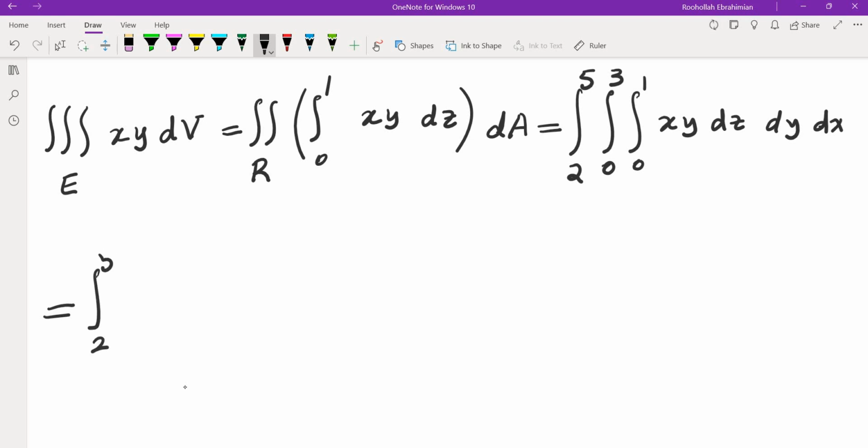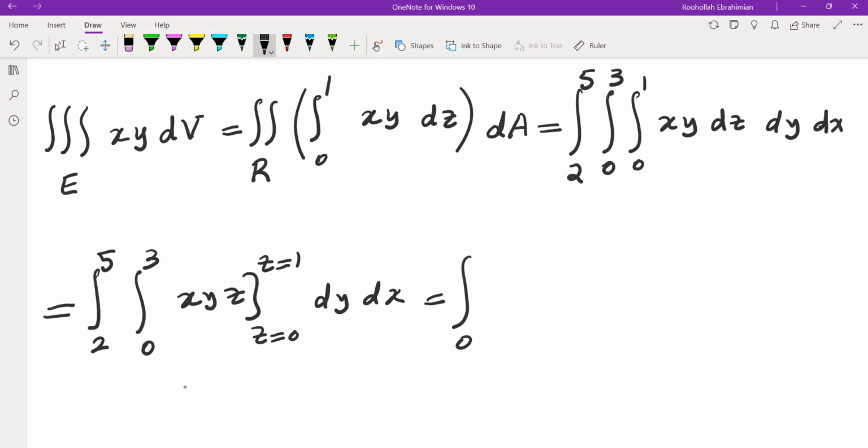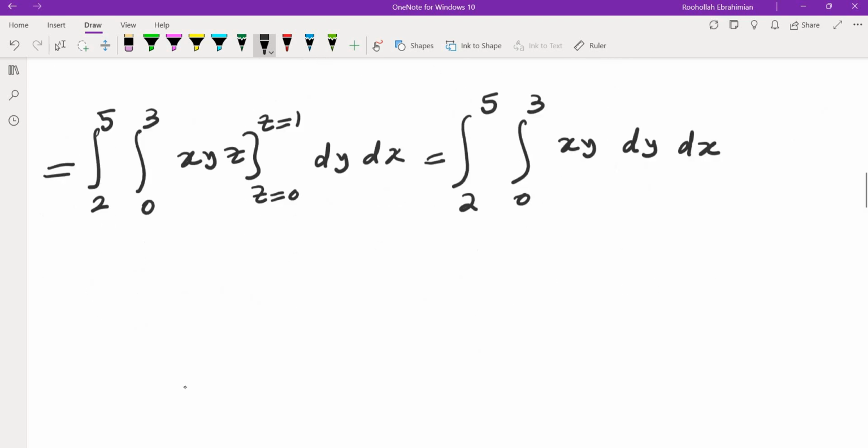So it says integral from 2 to 5, integral from 0 to 3. This is dz, so we'll have to do xyz from z equals 0 to z equals 1, dy dx. This is going to be the integral from 2 to 5, integral from 0 to 3. And then we'll have to plug in the values. When we plug in the value of 1, we get xy. Then we will have to integrate that.